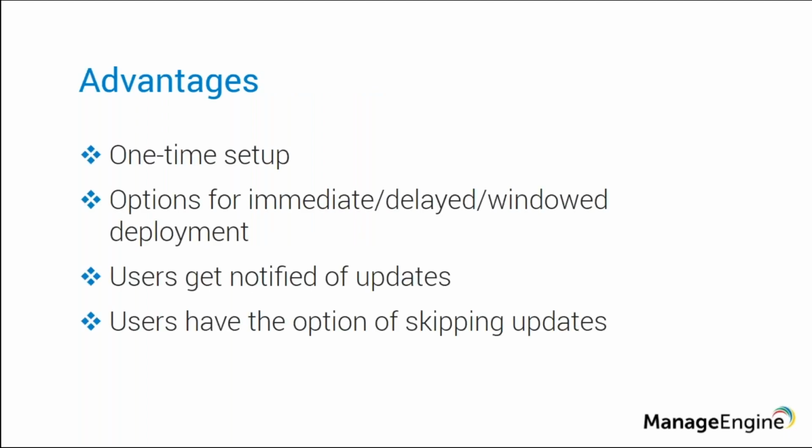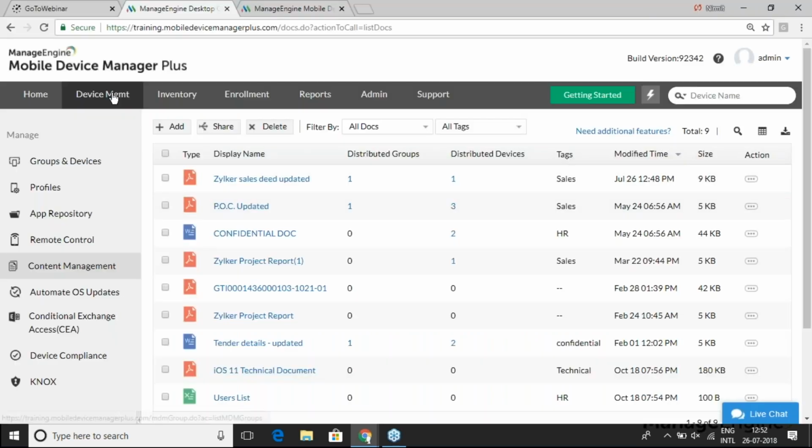The advantage of this is that it is just a one-time setup in MDM, and you also have the options for immediate, delayed, and window deployment of OS updates. In addition to that, the user can also get notified of any pending updates, and if they are working on any important task, they have the option of skipping the updates. Now I'll take you back to the MDM server and show you how you can configure this.